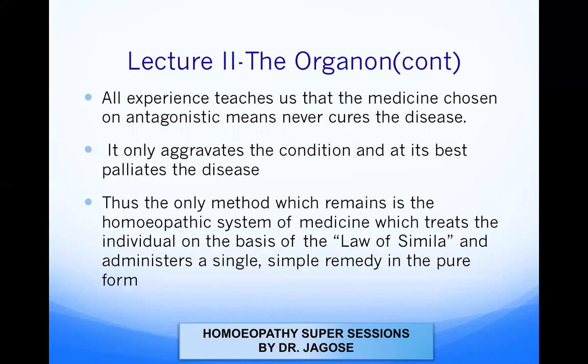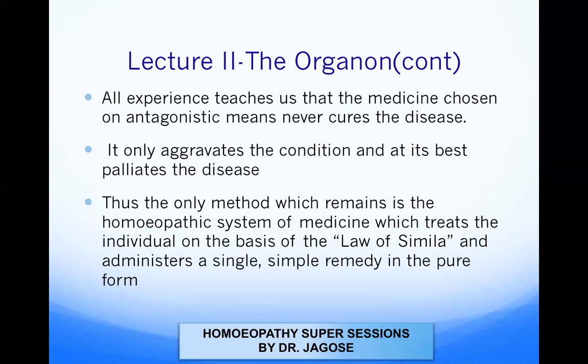All experience teaches us that a medicine chosen on antagonistic means never cures the disease. Furthermore, he says that if we choose a medicine on opposite or antagonistic means, it will never cure the disease. It will only give some temporary relief, or it may aggravate the condition. So it only aggravates the condition and at its best palliates the disease. That is, it gives just temporary relief. So antagonistic means what? For diarrhea, give a medicine for constipation. So we are doing the totally opposite.